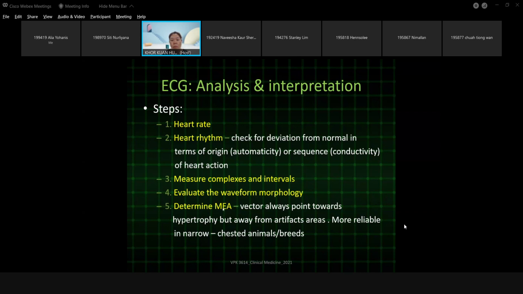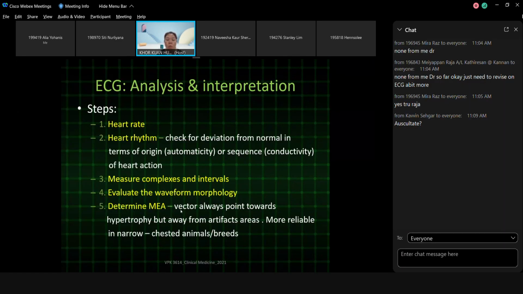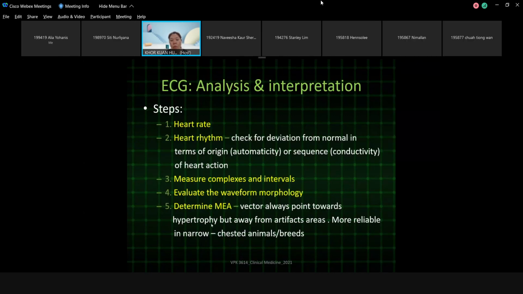So the mean electrical axis for cats, again, not very important, not very useful. In dogs, normally you want to see what is the problem, but often ECG does not diagnose the heart disease. ECG just tells you, hey, there is a component of a heart problem. All right. So with mean electrical axis, the vector always points towards hypertrophy, but away from the artifact area, right? So it doesn't tell you the issue in the heart, but it just tells you which part of the heart is enlarged. That's all, okay?